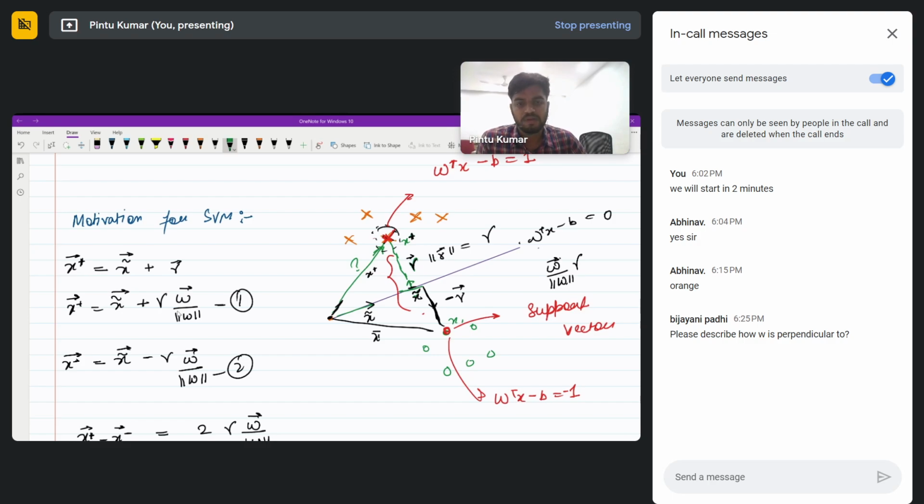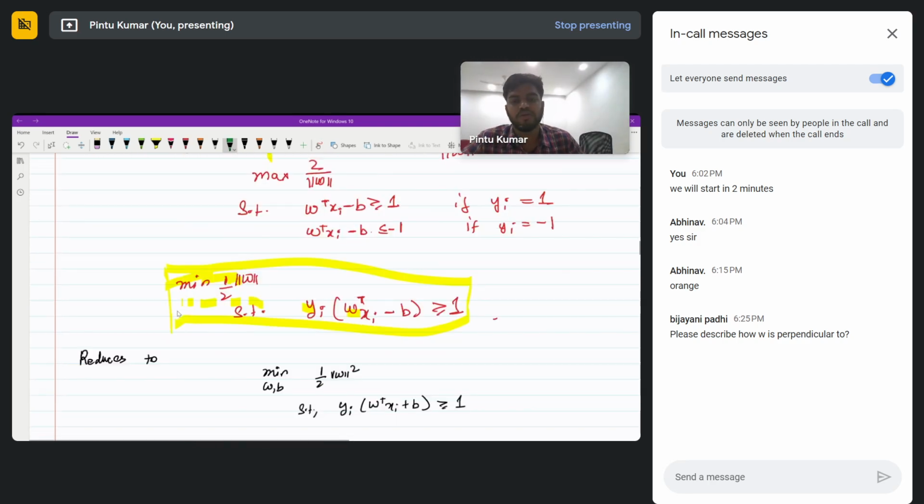Good evening, sir. Sir, here W is a point like A1 and A2. Then what is the meaning of that being perpendicular? Because we get only a point.